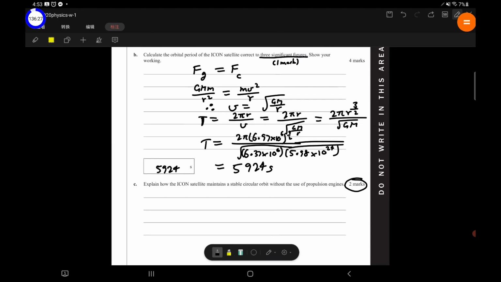All right, to explain how this satellite maintains a constant circular orbit without the use of propulsion engines. So let's have a think about this. I already formed 1 point in answering this question. So we have a gravitational force. Now, what else do we know about the gravitational force that is important for circular motion?